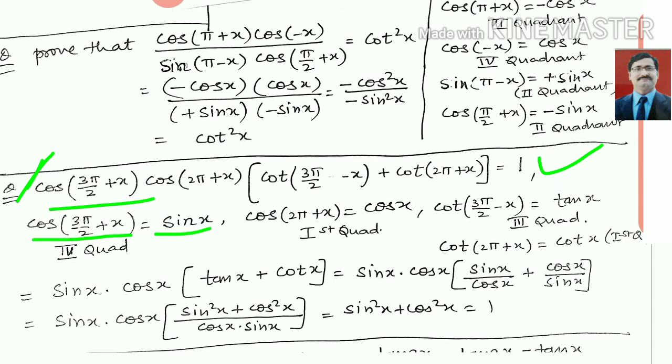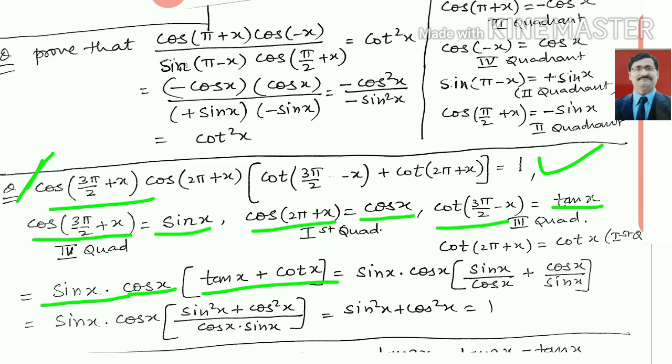And cos(2π + x) means first quadrant. In the first quadrant all are positive, and on 2π no change, means we get cos x. And cot(3π/2 − x) means it is a third quadrant. In the third quadrant cot is positive and we have to do change, means we get tan x. These all values we will put in the question. So we get sin x into cos x bracket tan x plus cot x.